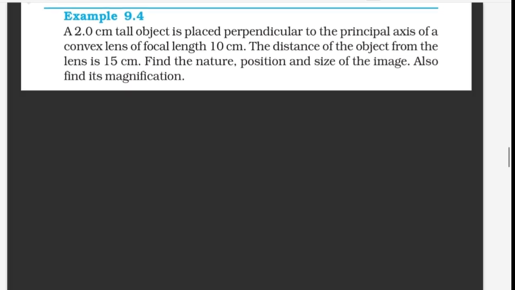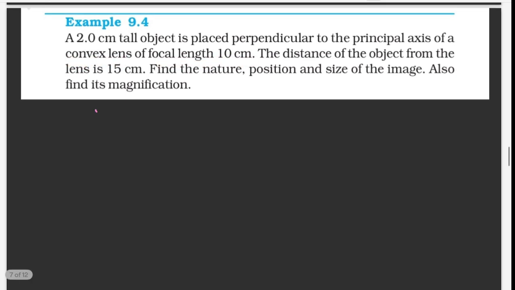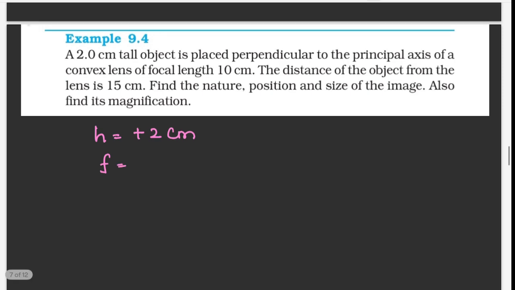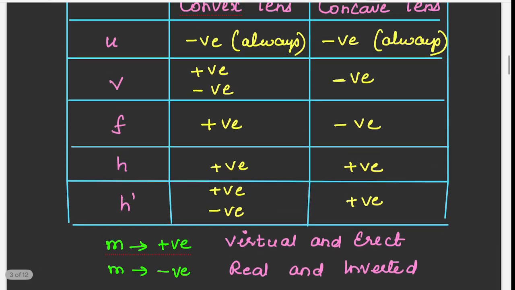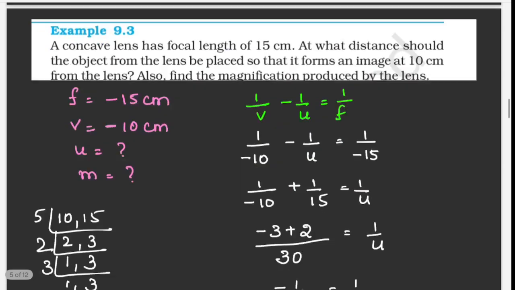Next we will take one more example, 9.4. So let us see what is given in the question. A 2.0 centimeter tall object is placed perpendicular to the principal axis of a convex lens of focal length 10 centimeter. So here h is always positive, so plus 2 centimeter, and then focal length for the convex lens is given. What is the sign for the focal length for the convex lens? Check the table. For convex lens, the focal length will be positive.